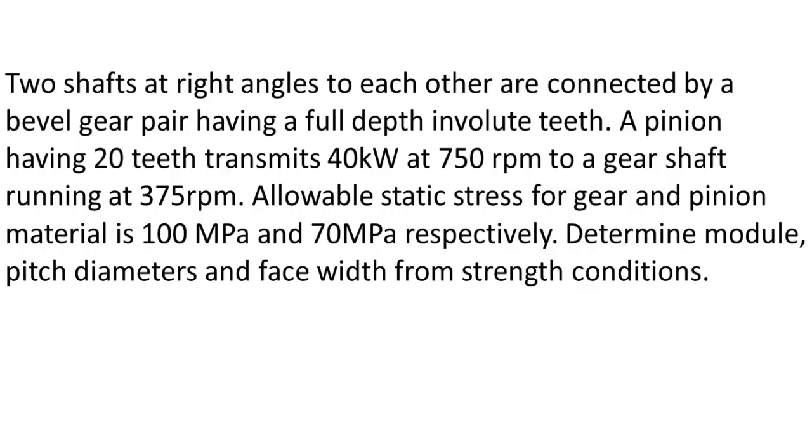You have to convert it into watt, at 750 RPM. 750 RPM means your NP, number of RPM of pinion, is going to be 750. Running at 375 RPM, your NG, number of RPM of gear, is going to be 375 RPM. Allowable static stress for gear and pinion: see here, directly, instead of SUT, ultimate tensile strength, they have directly given your bending strength, allowable static stress, sigma BP and sigma BG. They have given sigma BG as 100 Newton per mm square and sigma BP as 70 Newton per mm square. We have to determine the module, pitch circle diameters and face width from strength conditions.